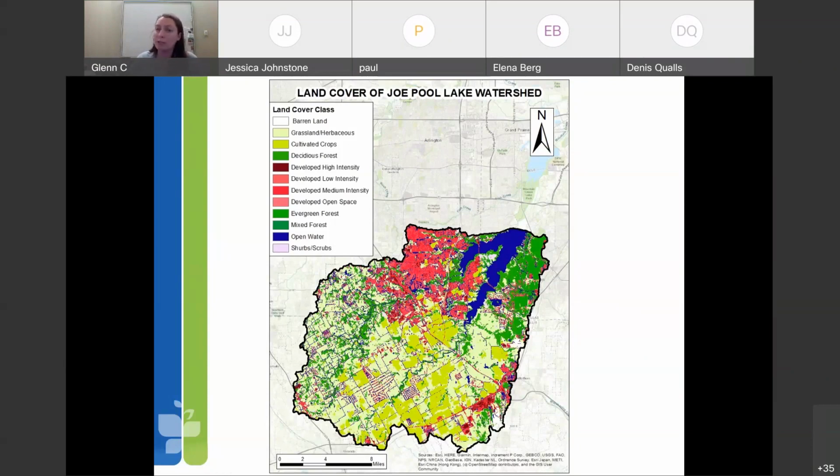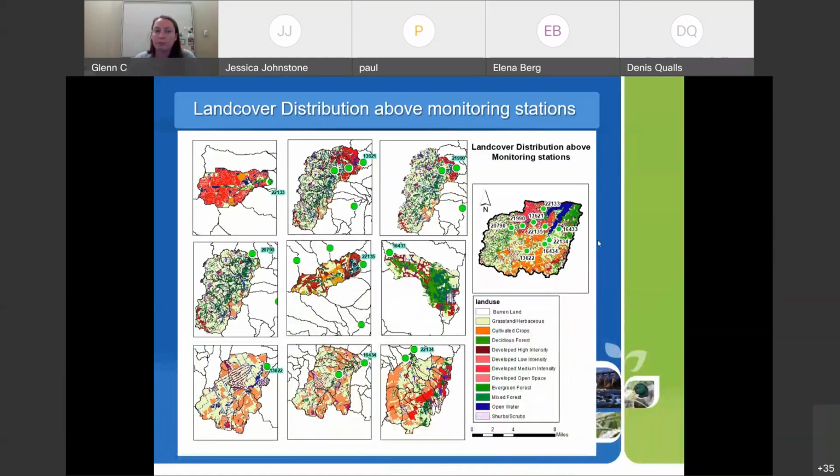About 41% is covered by rangelands and pasturelands, 17% by forest, 25% by urban, 6% by open water and wetlands, and then 10% by ag lands. As we go along, keep this image in mind when we're discussing these modeling results.